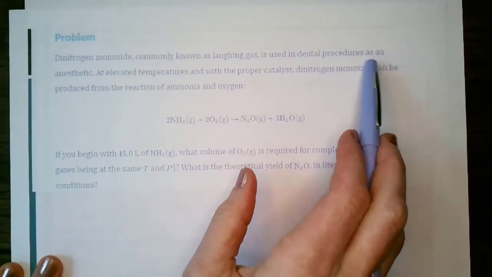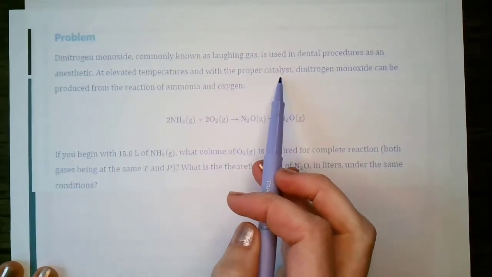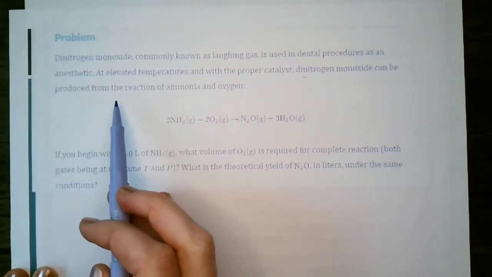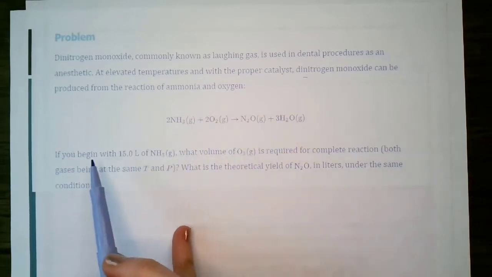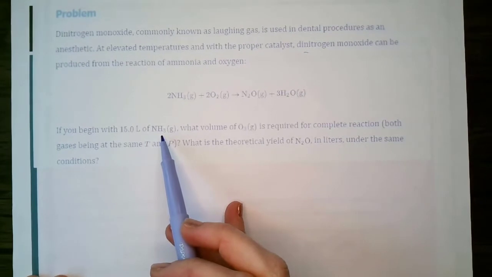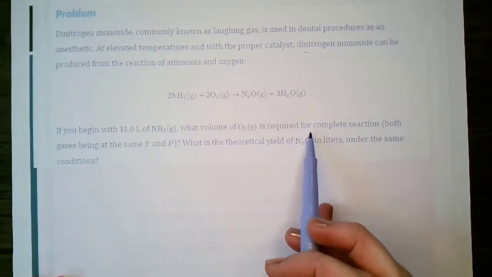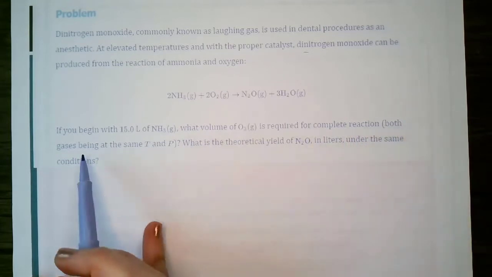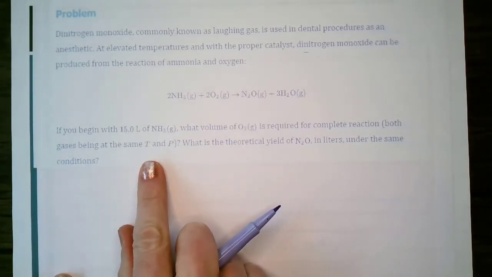Let's look at another problem here. We've got dinitrogen monoxide, that's commonly known as laughing gas, used in dental procedures as an anesthetic. At elevated temperatures and with the proper catalyst, dinitrogen monoxide can be produced from the reaction of ammonia and oxygen. So here we're given a balanced equation. If you began with 15 liters of NH3 ammonia, what volume of oxygen is required for complete reaction? What is the theoretical yield of N2O, dinitrogen monoxide, in liters under the same conditions?